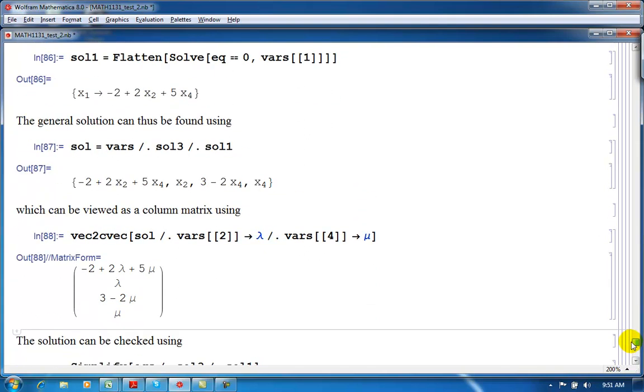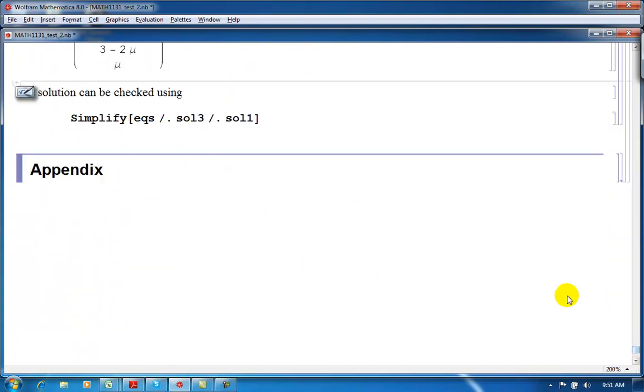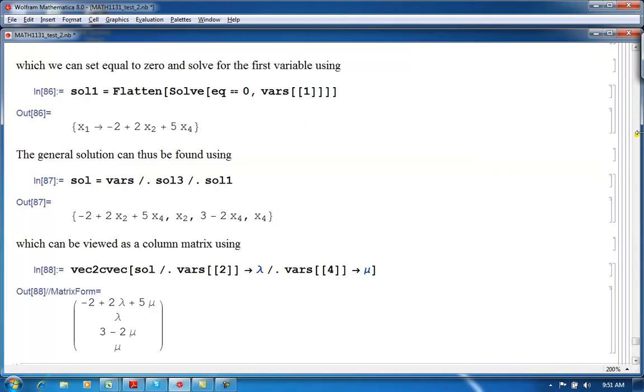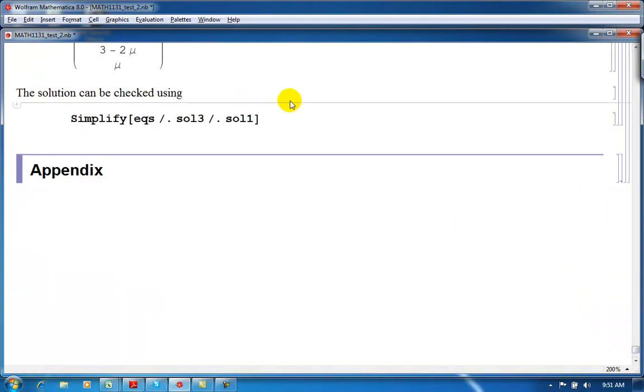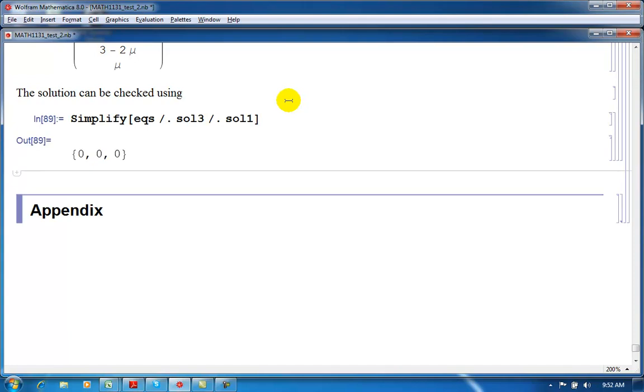And all we need to do is now check that that is indeed the solution. So let's go up here a bit. To check, we put these expressions for the solutions into the original equations, and the result for that should be a vector of zeros, and there it is. So that is the solution to that problem. So that's all of those.